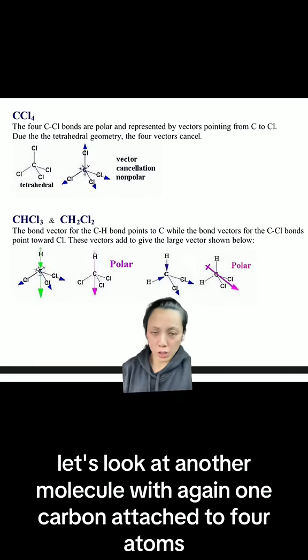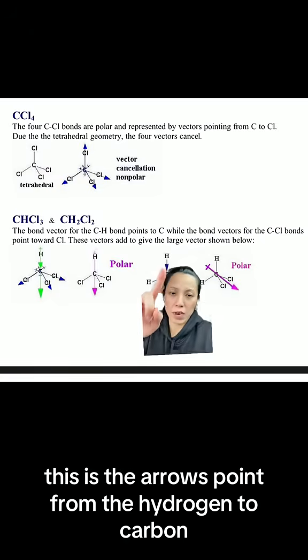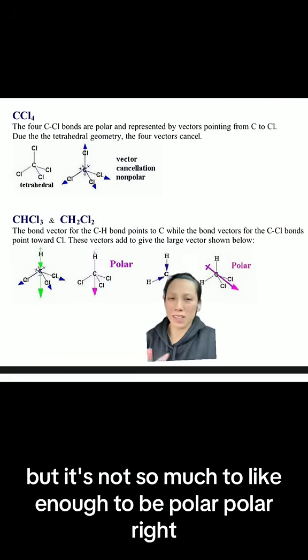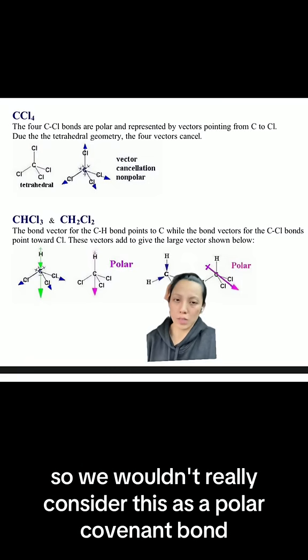Let's look at another molecule with, again, 1 carbon attached to 4 atoms. The arrow is pointing from the hydrogen to carbon, which means carbon is slightly more electronegative, but not enough to be polar, right? So we wouldn't really consider this a polar covalent bond.